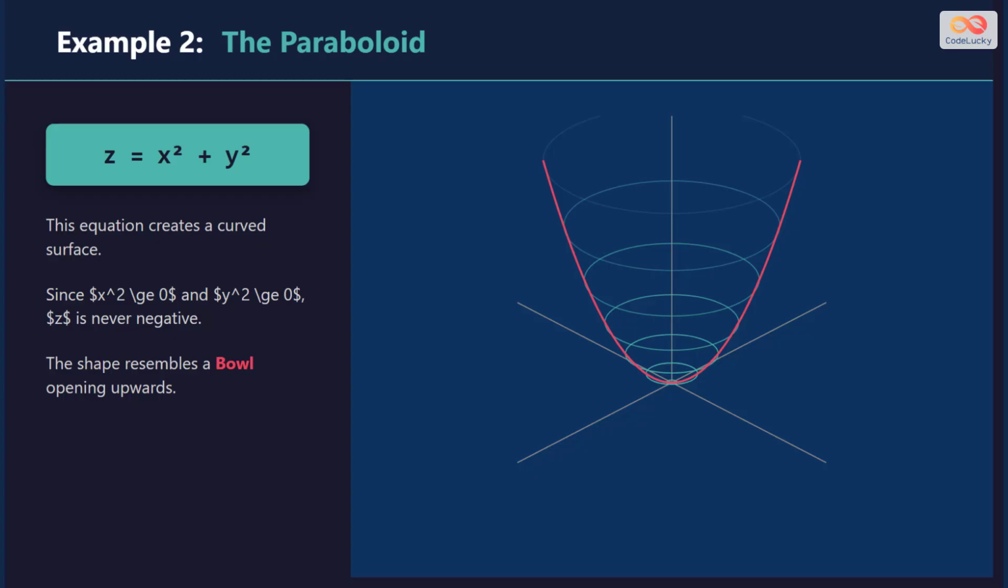Things get interesting when we square the variables. Consider z equals x squared plus y squared. Since squared numbers are always positive, z can never be negative. As x or y get larger, z gets much larger. This creates a curved shape known as a paraboloid, which looks like a bowl opening upwards.